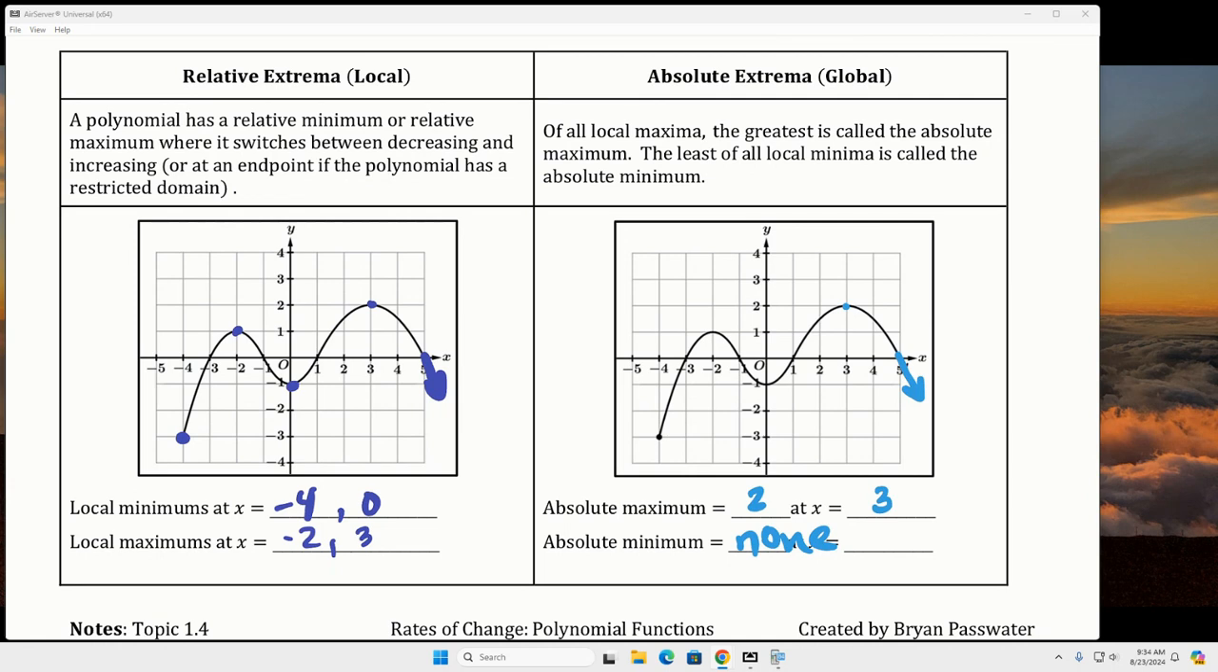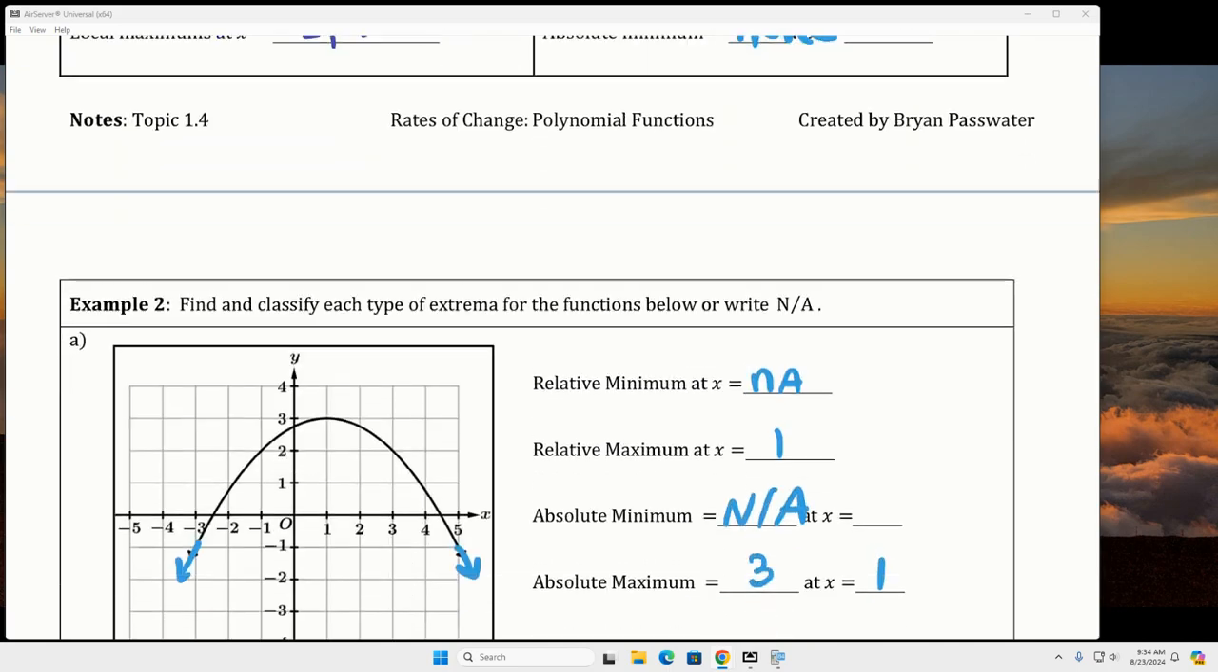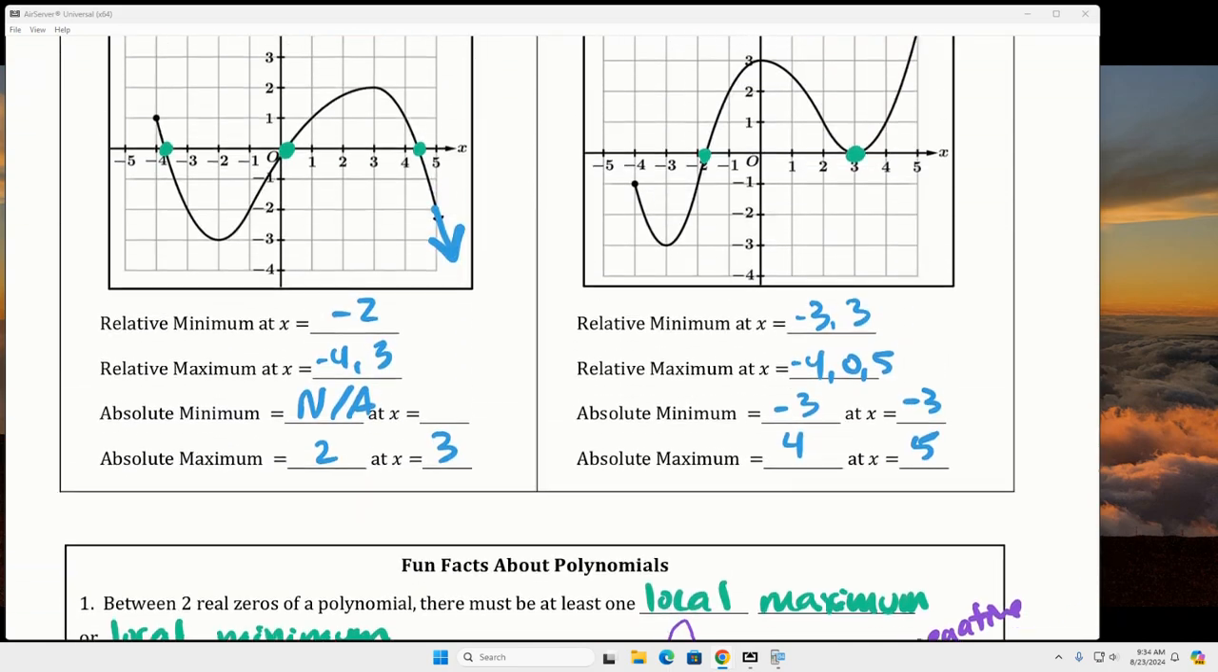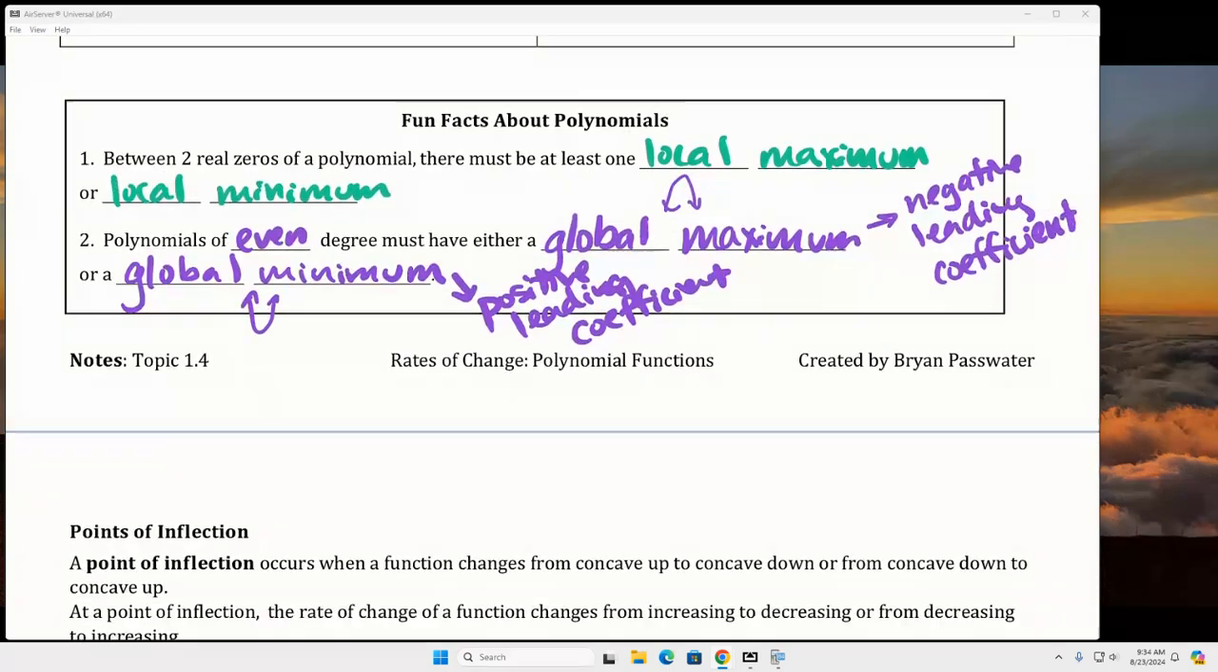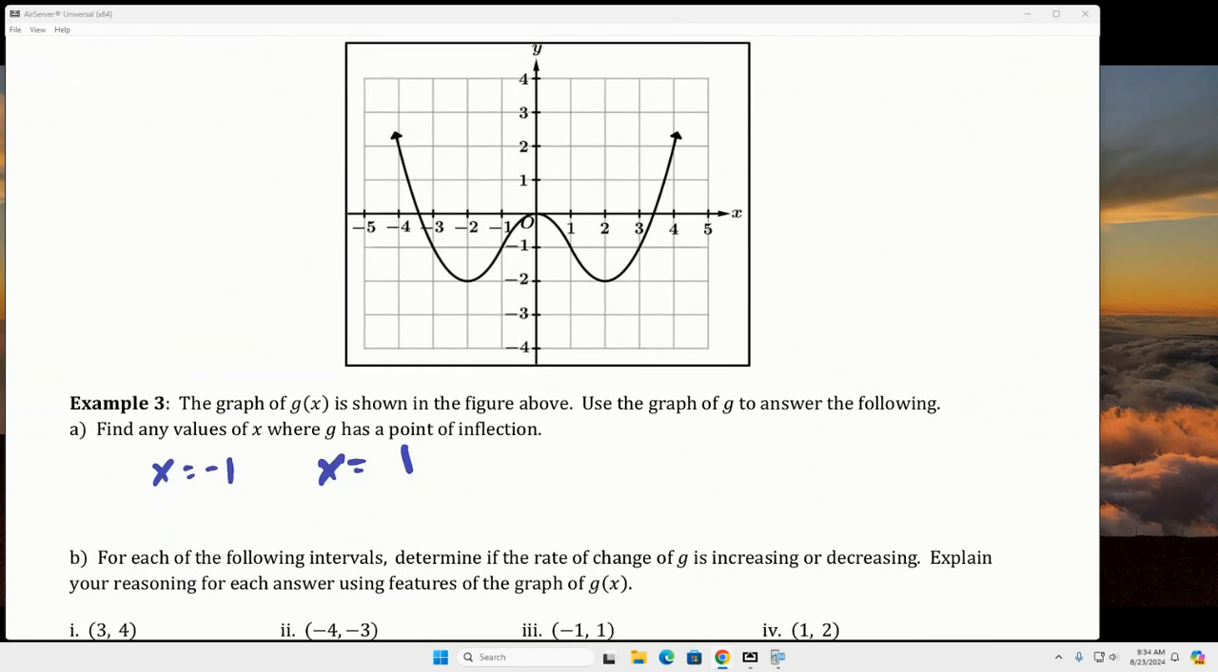At the endpoints. Don't forget about the endpoints. All right, and then absolute extrema, same thing. They can occur where the function is changing, increasing to decreasing, or decreasing to increasing, or they can occur at an endpoint also. All right, and then we talked about the points of inflection where the concavity changes.